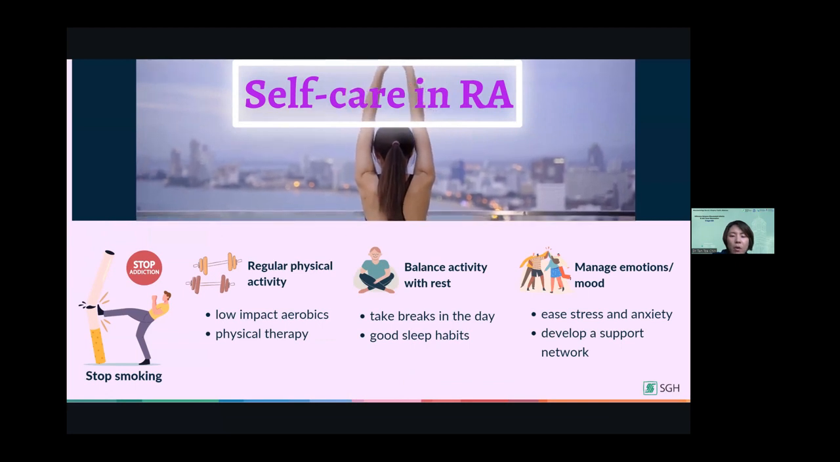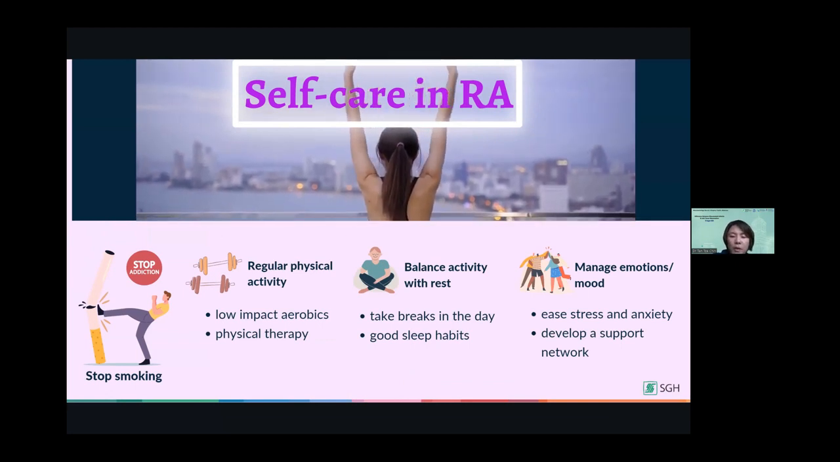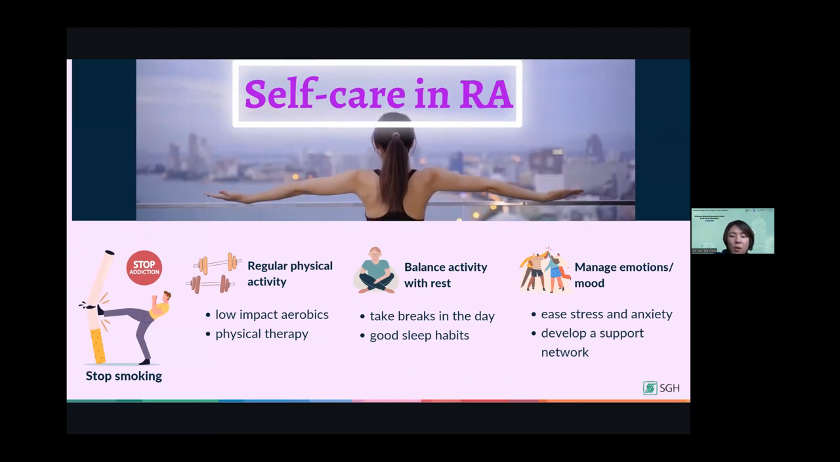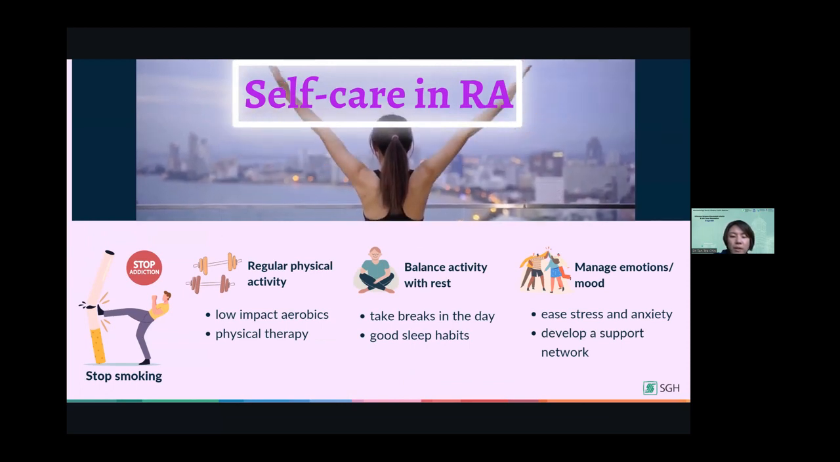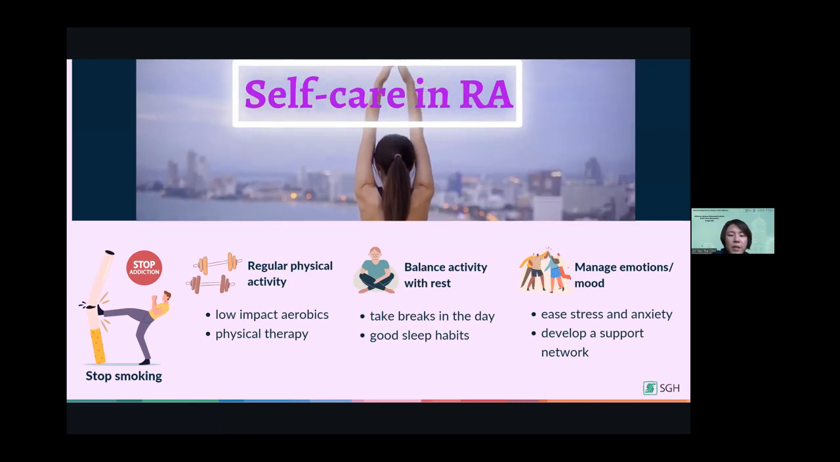How can you care for yourself if you have rheumatoid arthritis, or how can you care for your friends and relatives who have rheumatoid arthritis? The first thing is to stop smoking. It is very important to reduce or remove this risk factor for rheumatoid arthritis in your life. Regular physical activities such as low-impact aerobics is important for strengthening and flexibility of your body and joints. Physical therapy may help to achieve flexibility and strength in your body. One should also balance activity with adequate rest throughout the day.